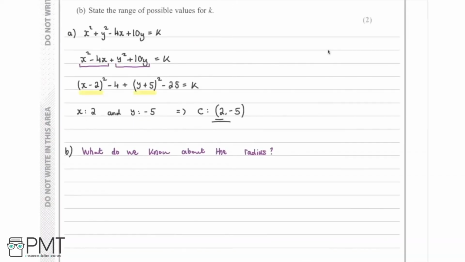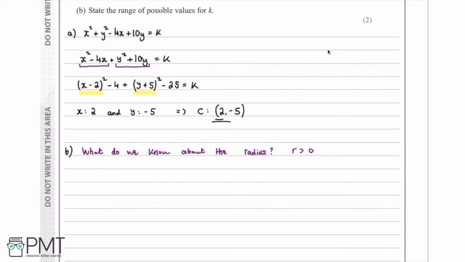So now we'll take a look at part B of the question, where we're asked to state the range of possible values for k. We first must think about what the radius is. The radius is a measurement, and we know that we cannot have a negative radius, and we know that the radius can't really be 0 either. Therefore, the radius is going to be greater than 0.